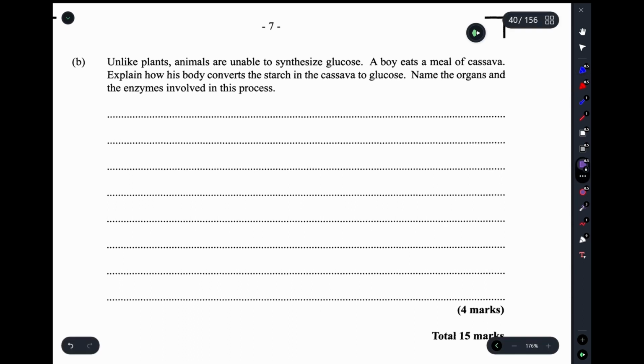So 3 things are important. The first thing that is important, the mark allocation. This is worth 4 marks. They want organs and they want enzymes. That is what your focus in this question will be.